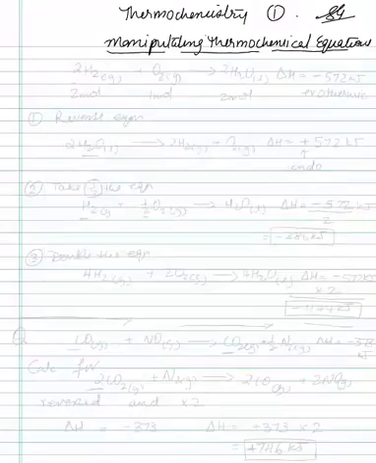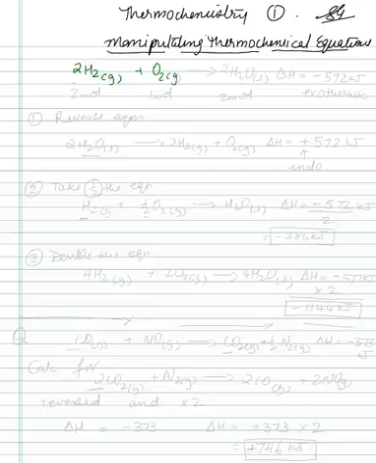So let's look at thermochemistry, and the first thing we want to look at is how to manipulate thermochemical equations. So let me write one here for you. This is hydrogen gas plus oxygen gas giving us water as a liquid. Delta H is equal to minus 572 kilojoules.